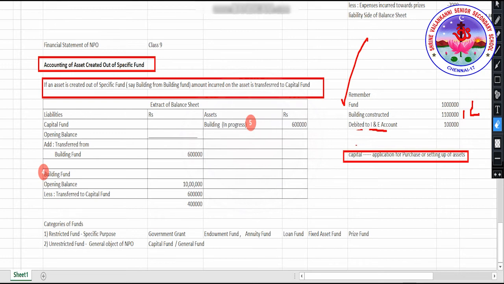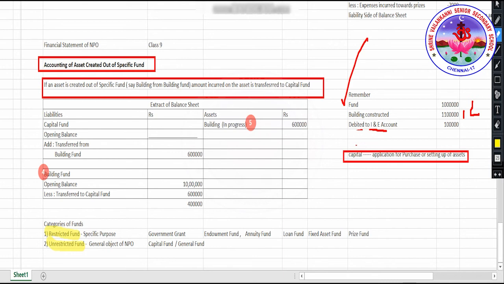Now we are going to learn about the categories of funds. There are two categories. One is restricted fund, another one is unrestricted fund. Restricted fund is for a specific purpose. Some examples of restricted funds are government grants, endowment fund, annuity fund, loan fund, fixed asset fund, prize fund. This fund is created for a specific purpose and its usage is restricted only to that specified purpose.